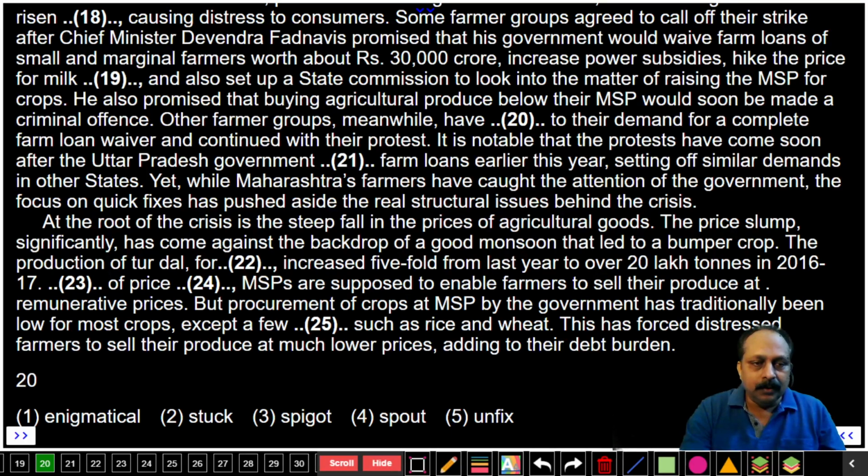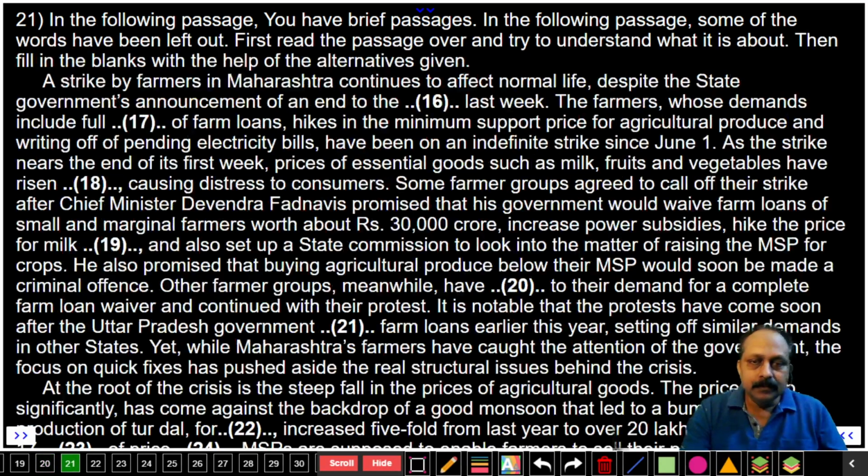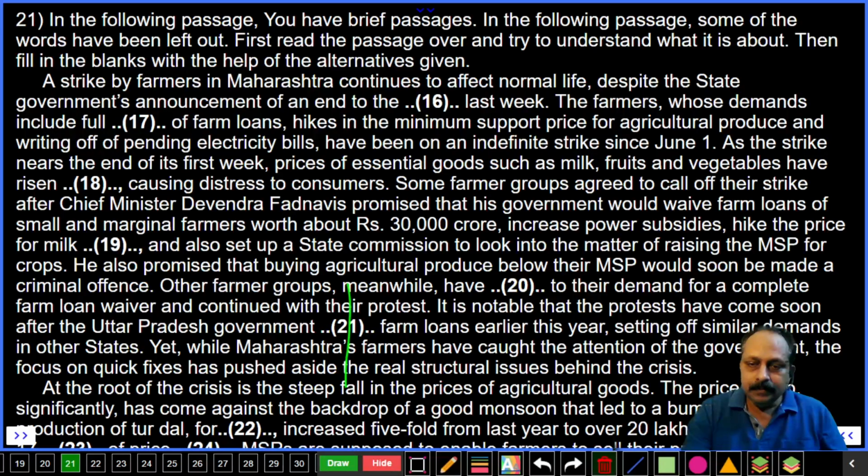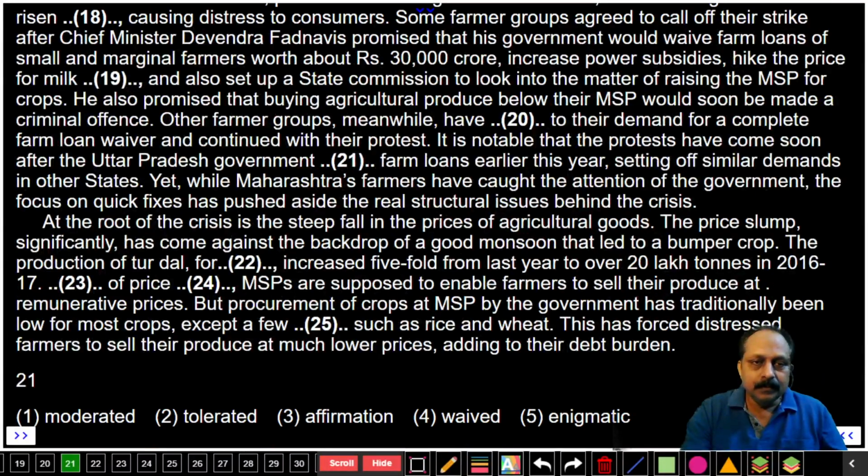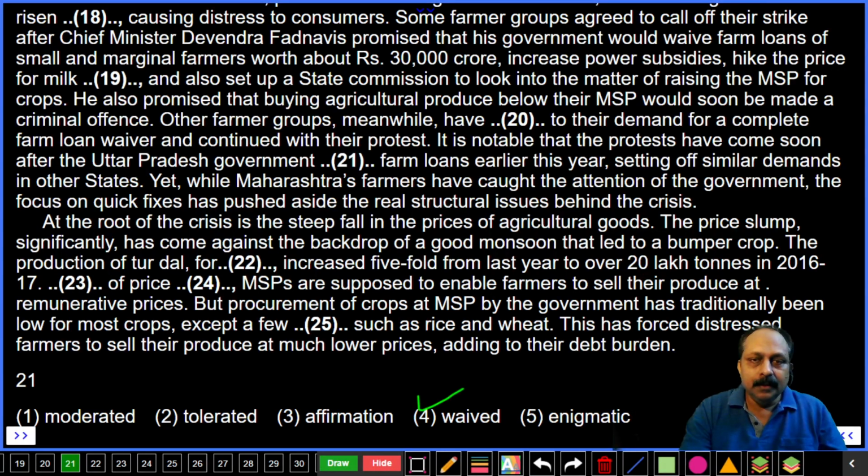Blank number 21. It is notable that the protests have come soon after the Uttar Pradesh government moderated, tolerated, affirmation, waived, enigmatic. Obviously, here it should be waived. The fourth option, waived farm loans. It is based on knowledge related to word combinations. So 21 should be the fourth option.